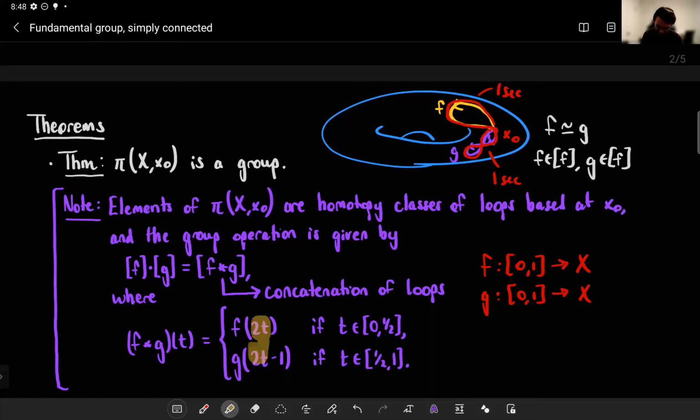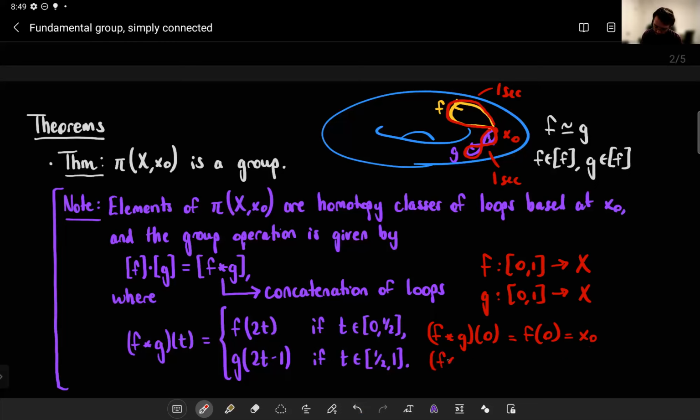That's all this means. The fact that there's a 2 times t in the argument to each of these paths means, well, think about what happens. Let's plug in some numbers here for t. If I plug in 0, let's think about this piecewise definition. So plug in 0 for t. That means I would take this branch and plug in f of 2 times 0, which is f of 0. But f is a path starting at x0. That's our base point. So this has to be x0. That's good. That says my concatenation still starts at x0.